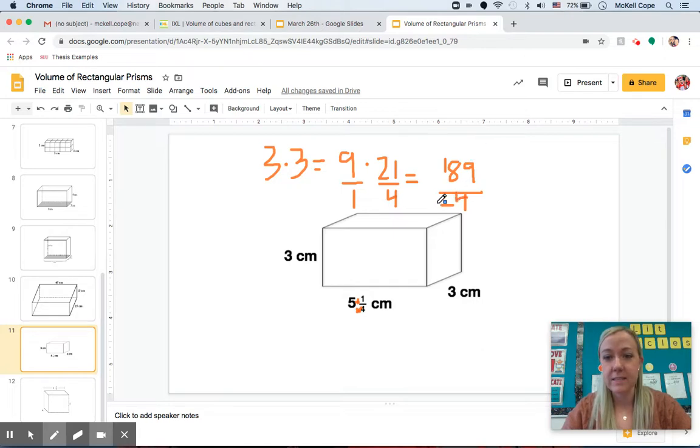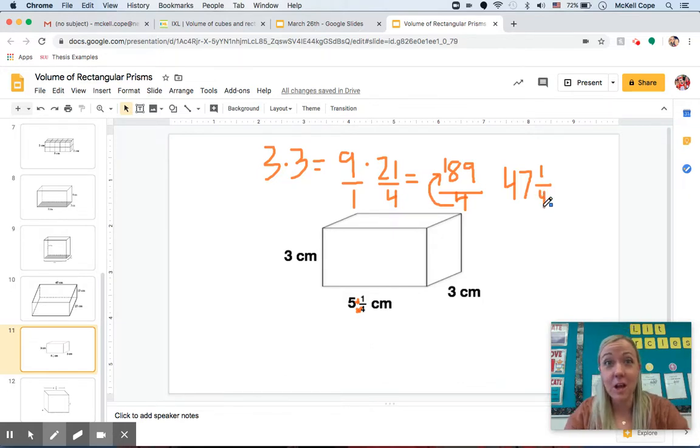So I'm going to ask myself, how many groups of 4 fit into 189? Or really, we're just dividing 189 divided by 4. And it goes in 47 times. So that means we have 47 cubes in those layers, and then we have a fractional piece left over. So 4 times 47 is 188, and we have 1 left over, so we have 1/4.